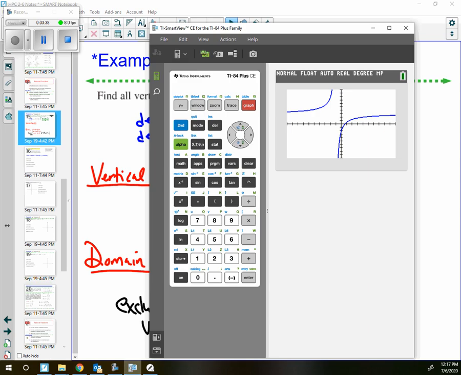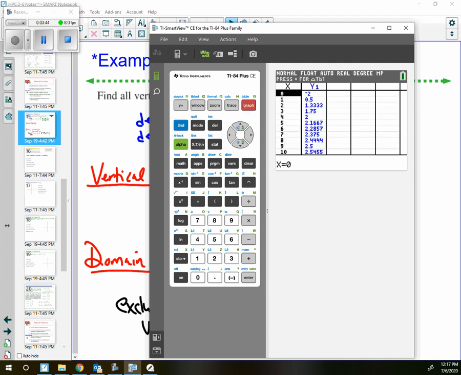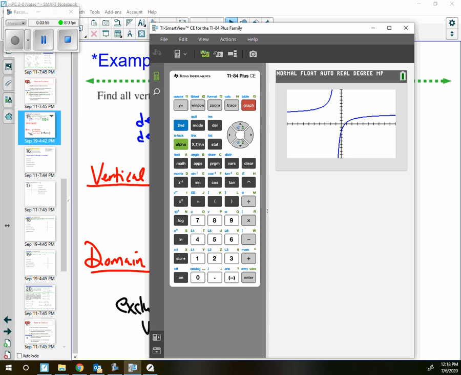So if I put in our negative 1, and I go to my table, I'm going to go to my table set and start back again at 0. If I go to my table, at negative 1 and negative 3, it says error in both those places. Yes, because they're not in the domain of the function. But on my graph, I'm only seeing it approach infinity and negative infinity one time, and that looks like it's only at the negative 1.